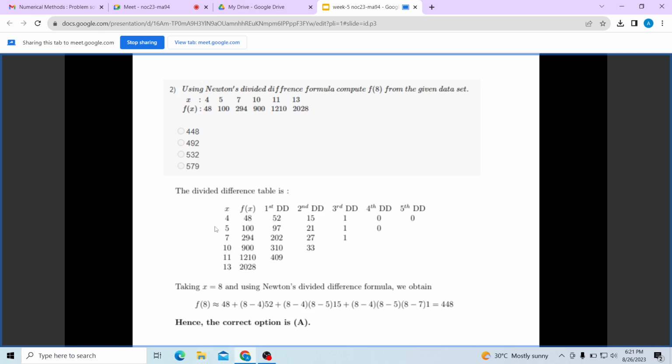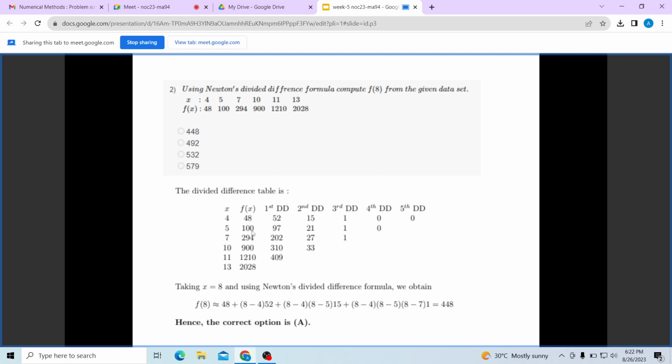So for that, first find out the divided difference table. Arrange the values of x in the first column, and the second column will be the f of x values corresponding to those x values. Now first calculate the first divided difference. Just simply subtract: in the numerator write 100 minus 48 and in the denominator it will be 5 minus 4, right? That is f of x naught, x1.